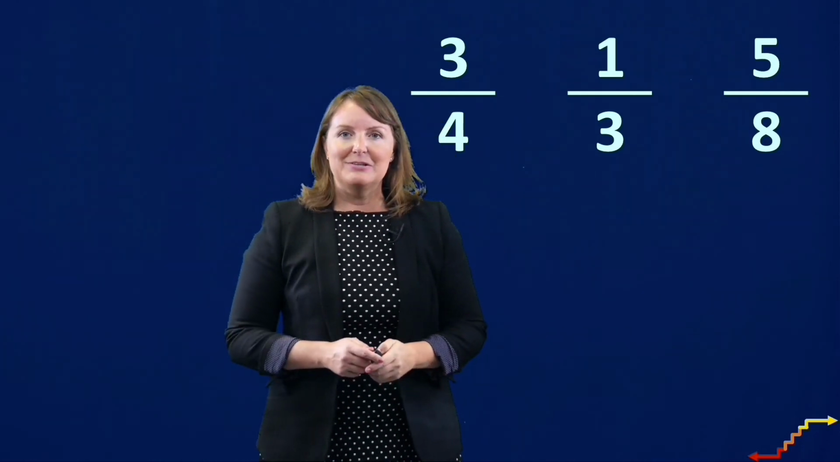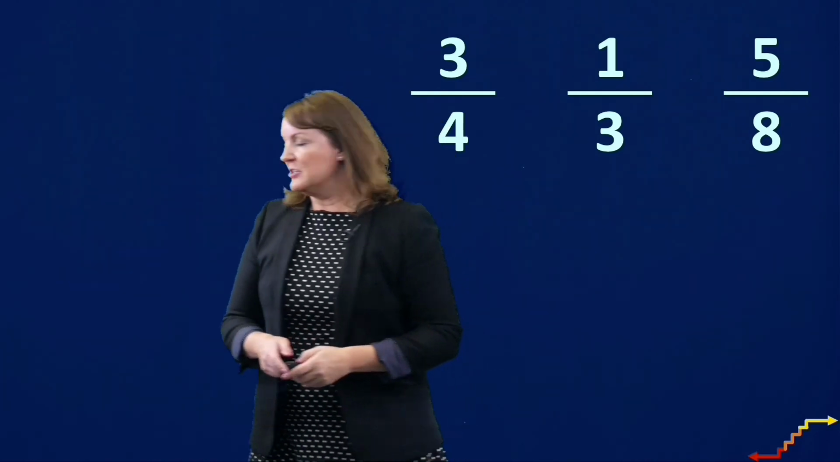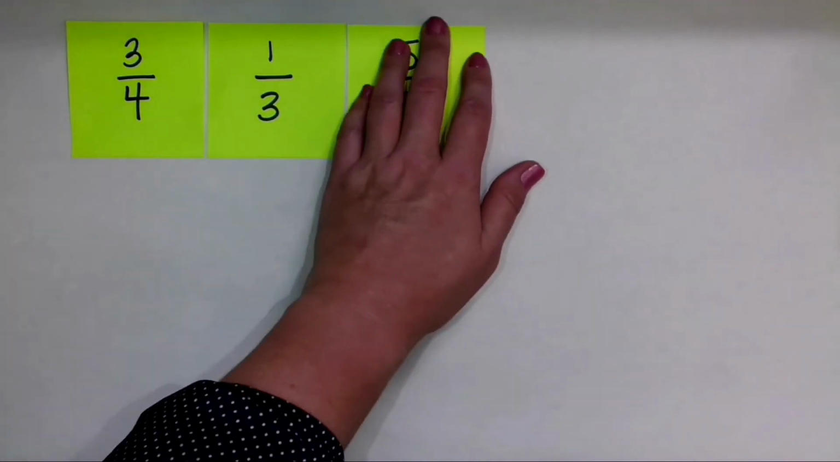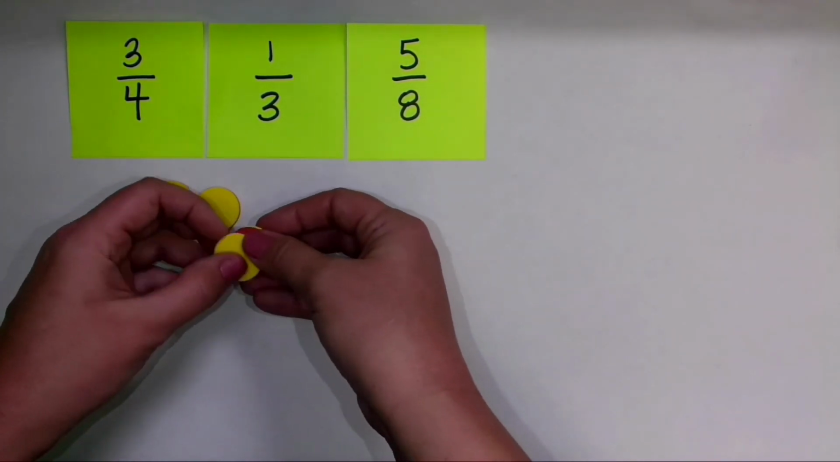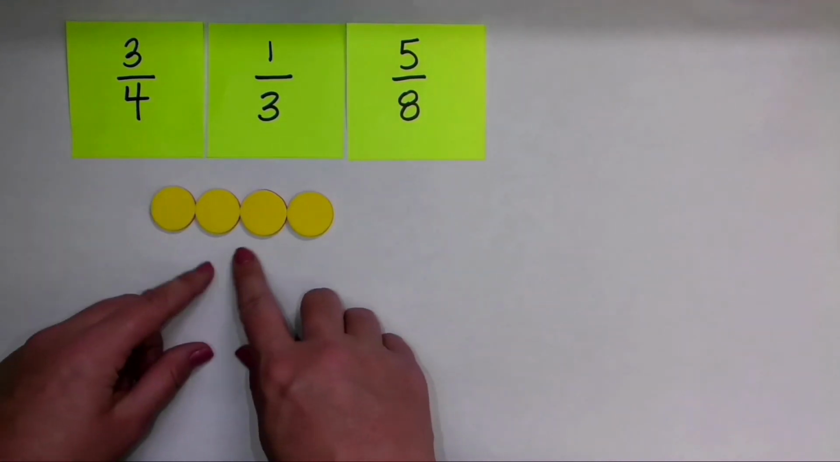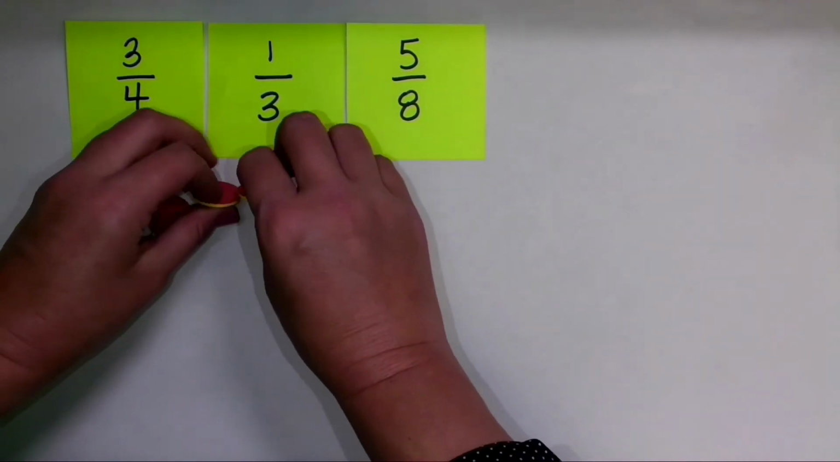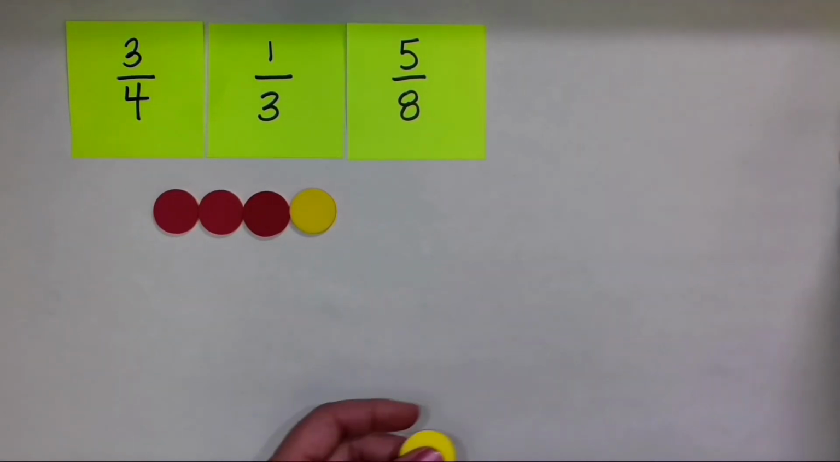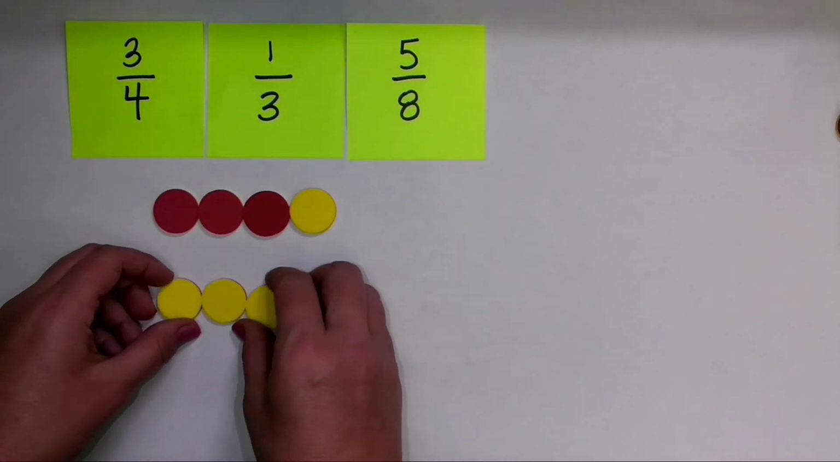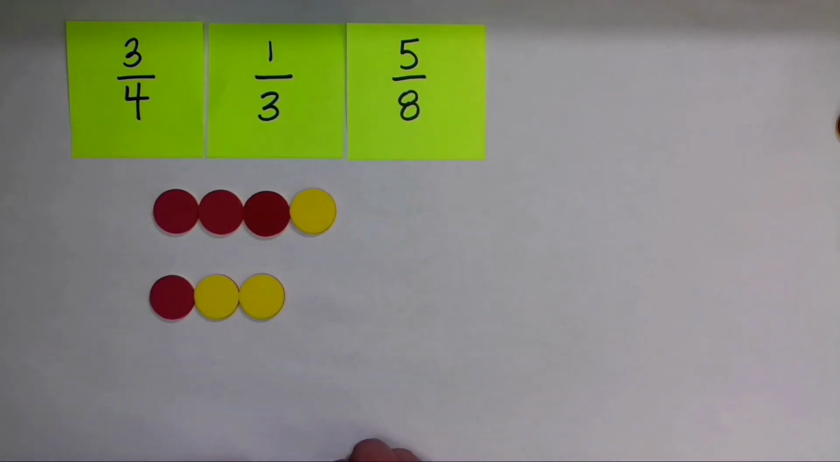So let's see what this looks like. I'm comparing the fractions 3/4, 1/3, and 5/8. I have those written here on my sticky notes, and I'm going to move those sticky notes around as I figure out which fraction is least and which fraction is greatest. First I'm going to show the fraction 3/4. That means I'm going to show a set with 4 equal parts, and I'm going to show 3 of those 4 parts. I'm also going to show the fraction 1/3. That means I show a set with 3 equal parts, and I'm going to show one of those parts.